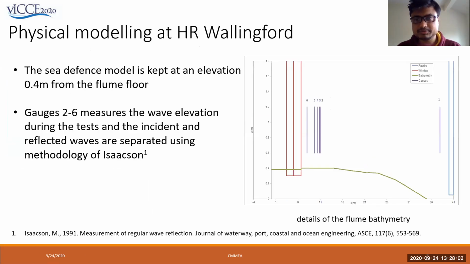By the time we were developing this model, our partners at HR Wallingford were involved in planning the physical model tests. The plan of the bathymetry of the flume, where we try to achieve the desired shallow water condition, is shown in this plot. There are several wave gauges, and gauges 2 to 6 are the most vital from our point of view, because we use readings from those gauges as model input when we try to replicate the physical model tests in our numerical simulations.